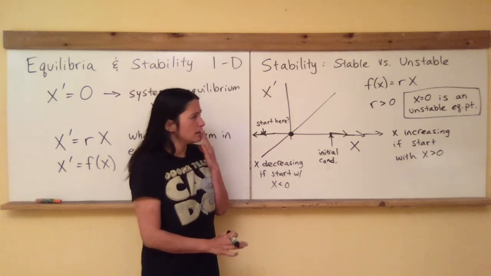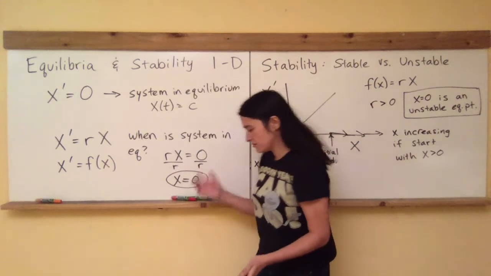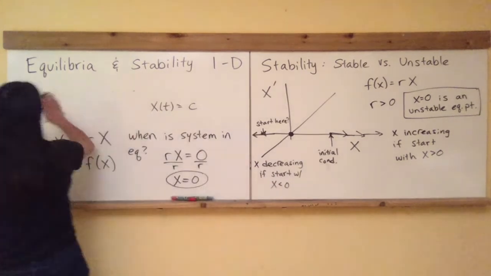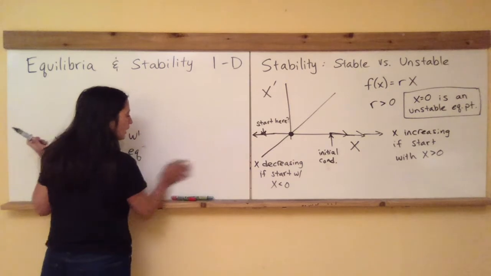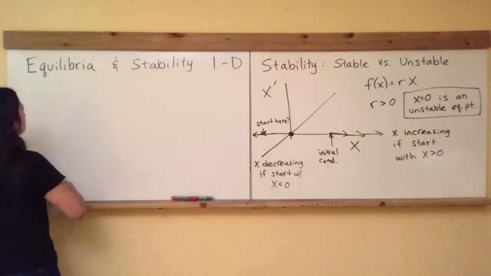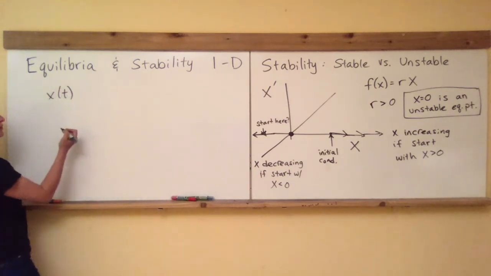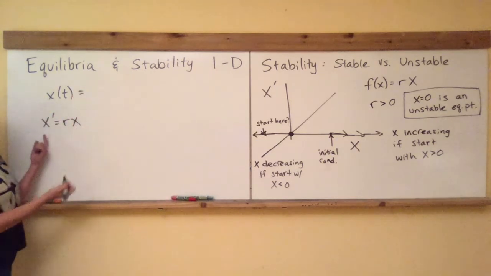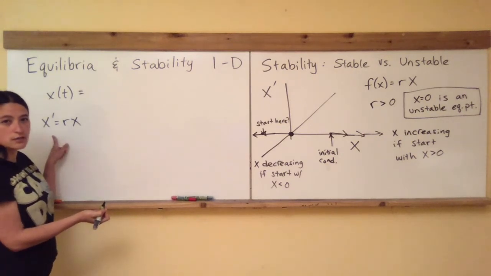Now, does that align with what I just learned from calculus? Remember, we just went through all this calculus and we talked about solutions to the equation x prime is equal to rx. Does anybody remember what the actual time solution is? Like what's x of t for this equation? So we're talking about x prime is equal to rx, right? What is the function x of t that solves the state equation x prime is equal to rx?